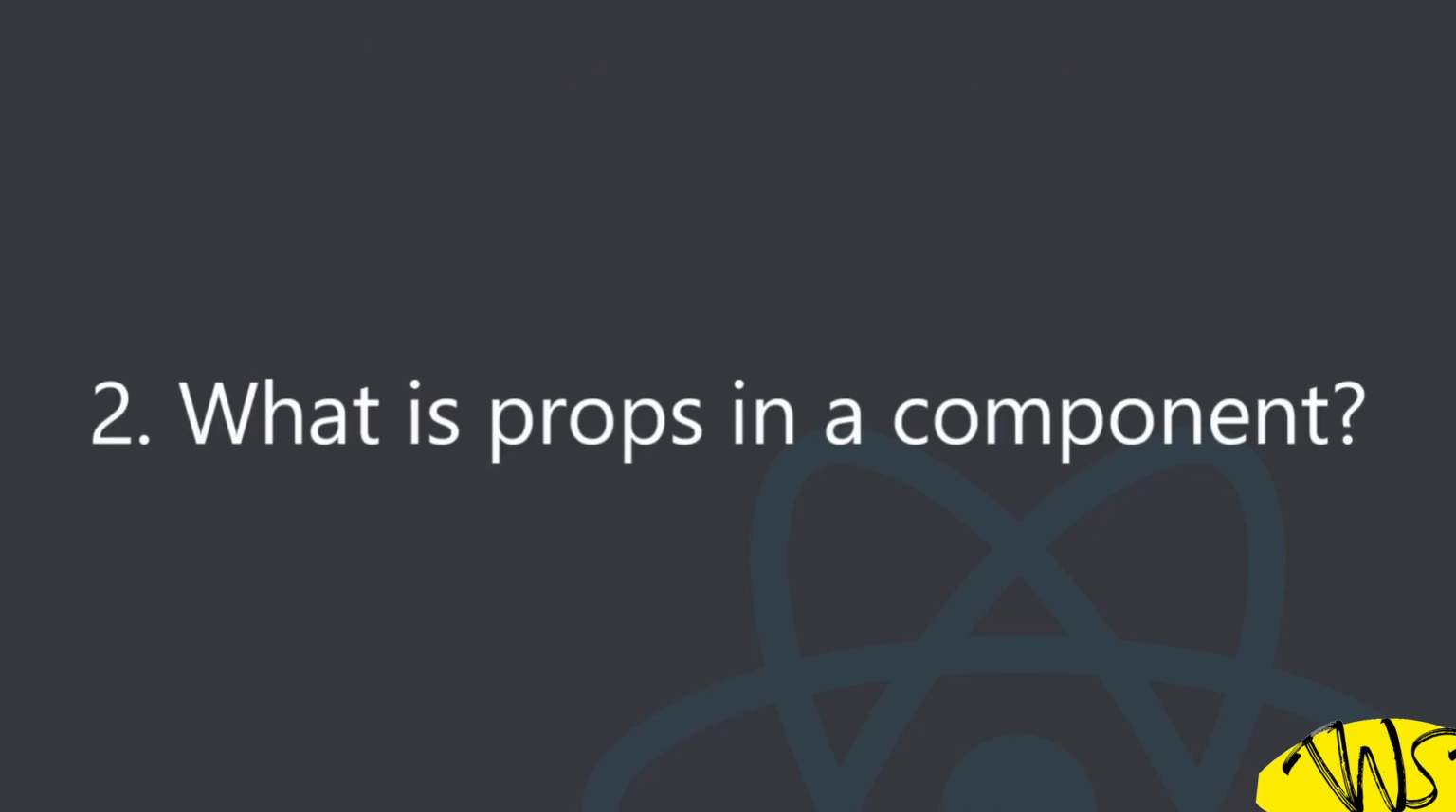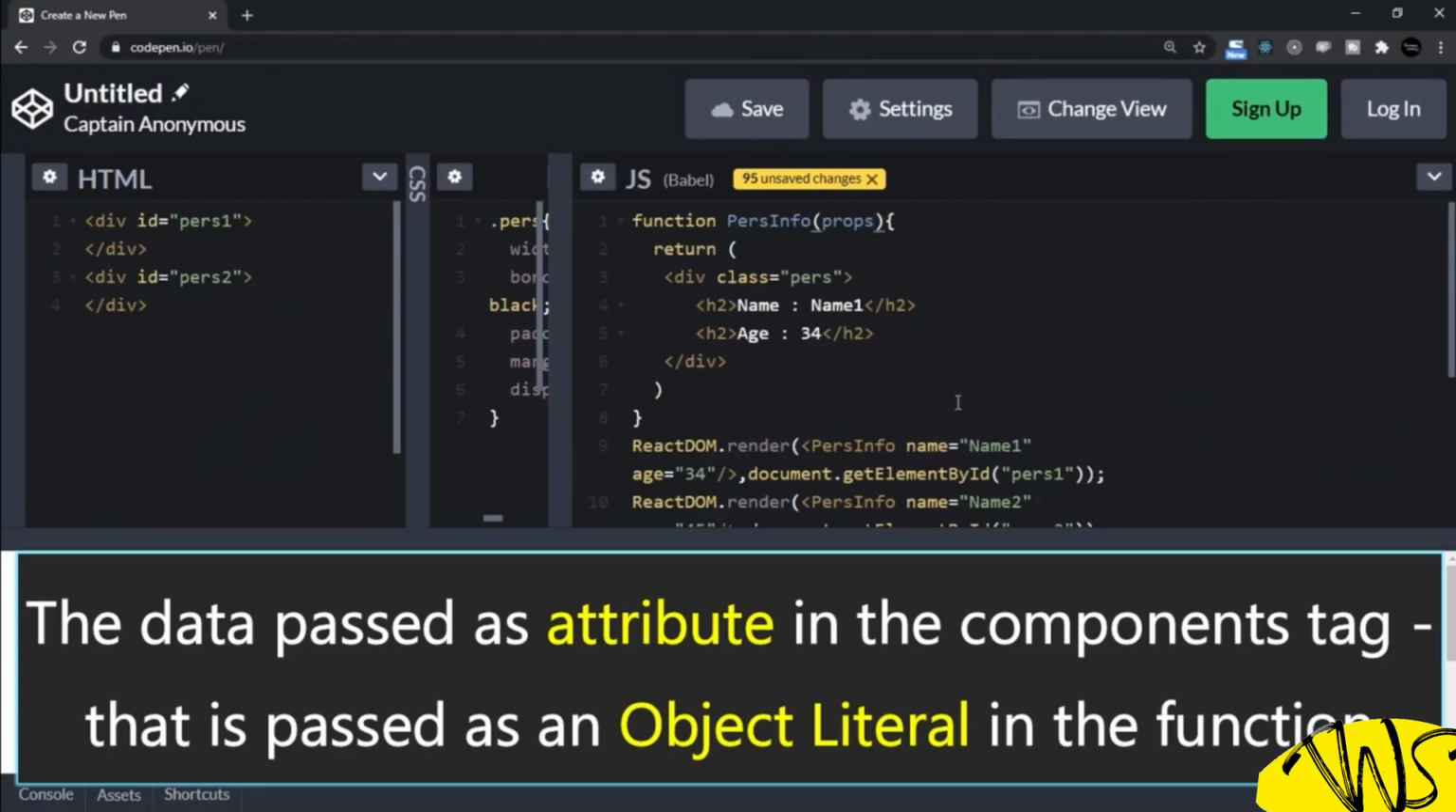The second question is, what is props in a component? So here we have seen that the attribute, the detail, the information which we pass with the component we create, the custom element we create, that is passed to this function as parameter, and the data passed as an object literal to this function is basically the props or properties. So in other words, it is the attributes which you pass with the component.